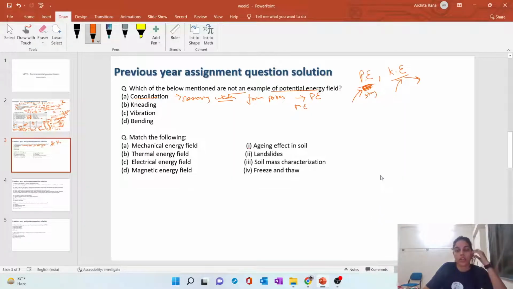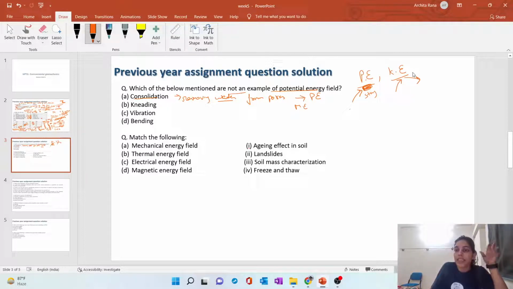Okay, so potential energy is when you apply, let's say, pressure. I'm just taking an example. So when you apply one type of energy to a system and it stays there, the system is not trying to release that energy. When I explain these four, you will understand it better.